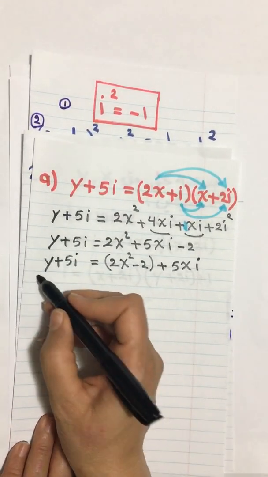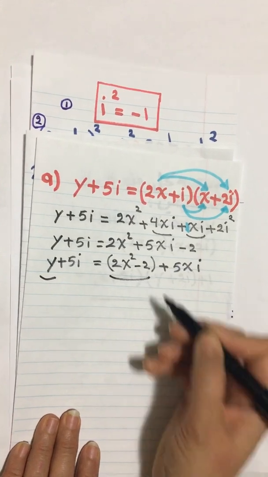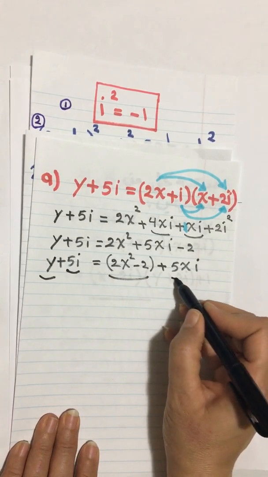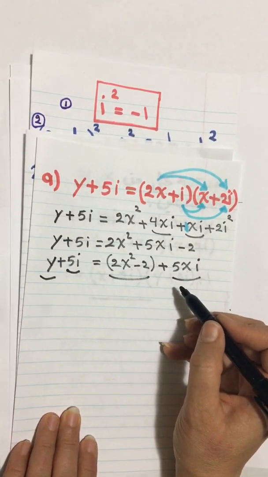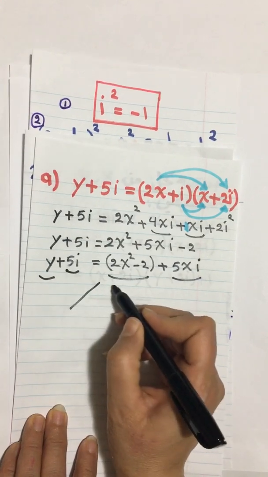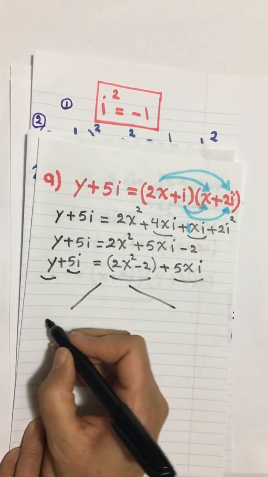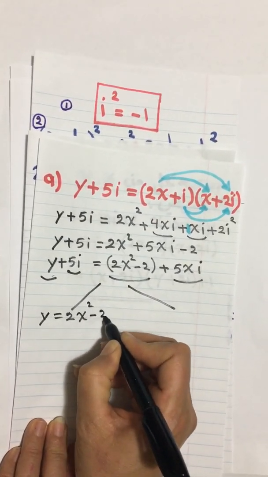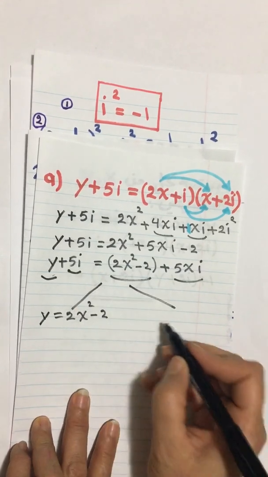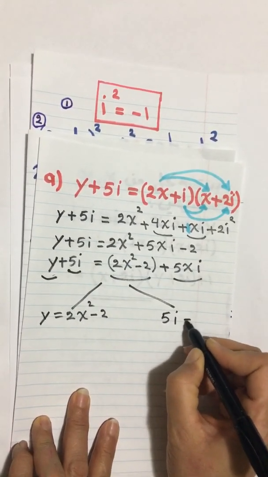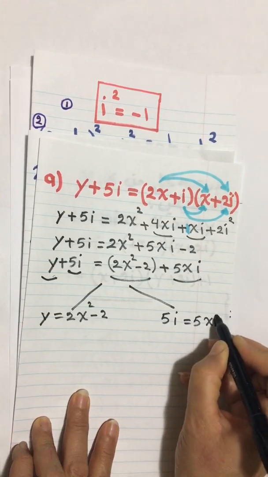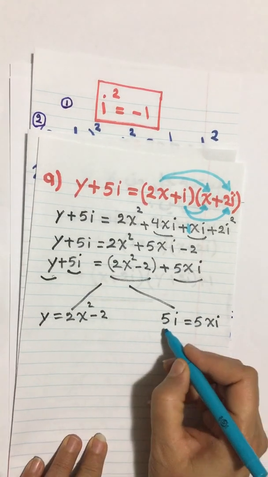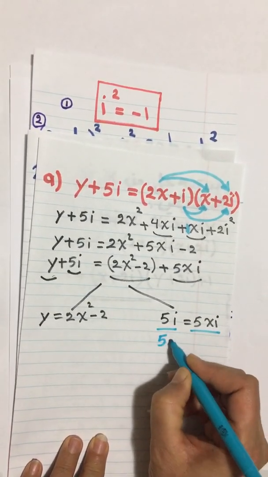Now the real part is going to equal the real part, and the imaginary part, 5i, equals the imaginary part. So now y equals 2x squared minus 2, and 5i equals 5xi. I'm going to divide both sides. أقسم الطرفين على 5i.